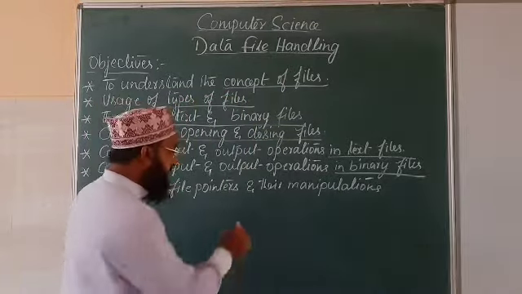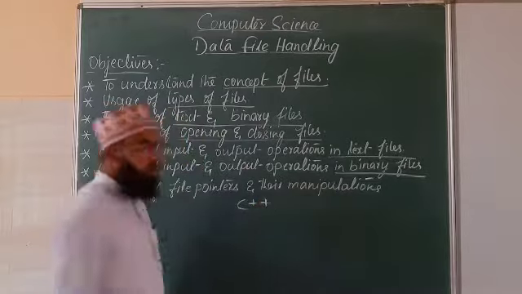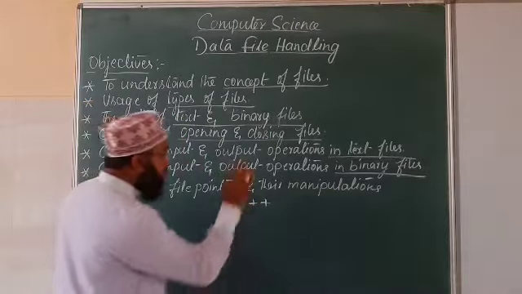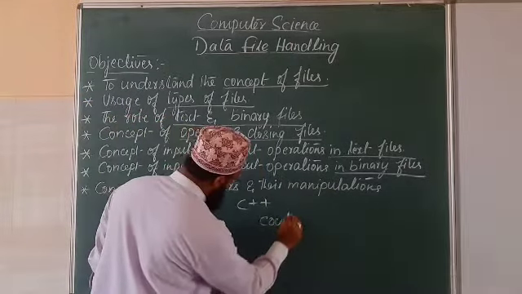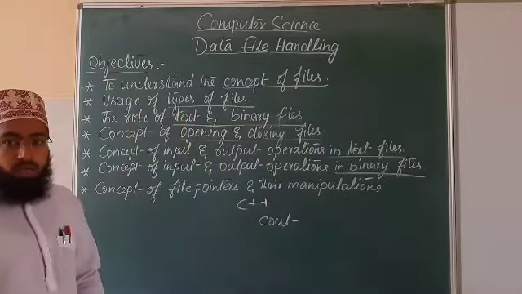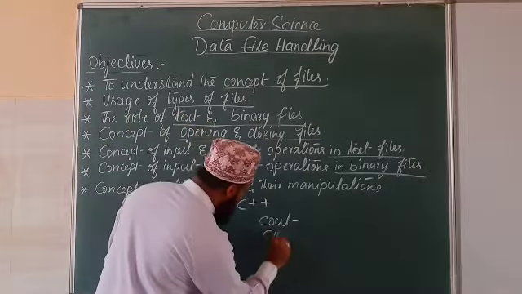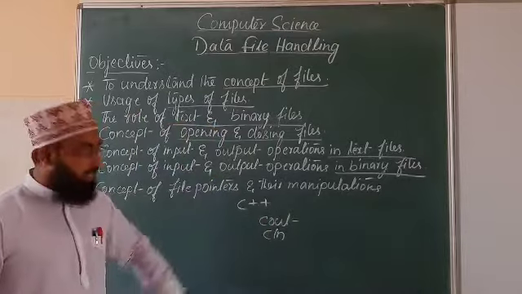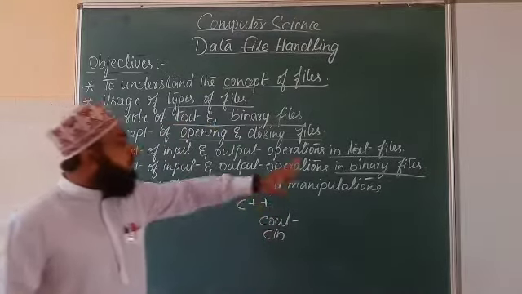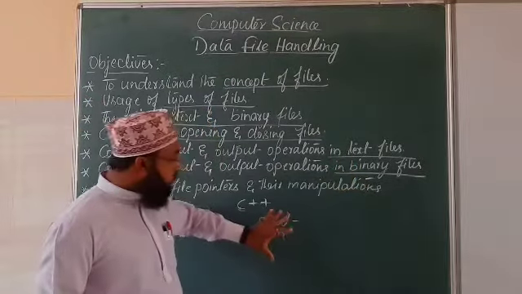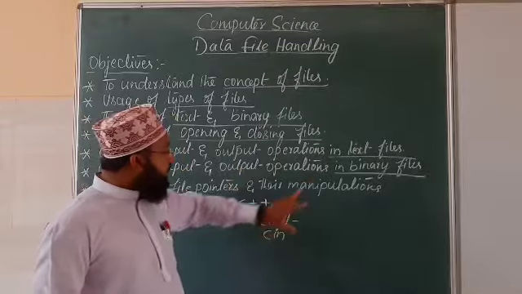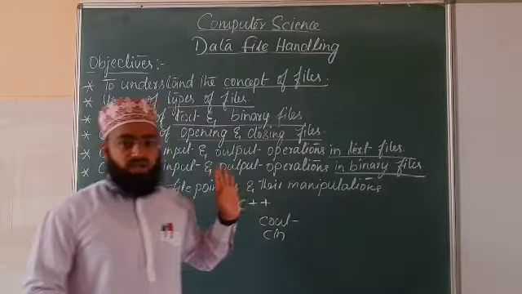As we have used in C++, we have already used them. For output operations we use cout, and for input operations we use cin. Like this. How these operations can be performed for text files and how these input and output operations can be performed on binary files.